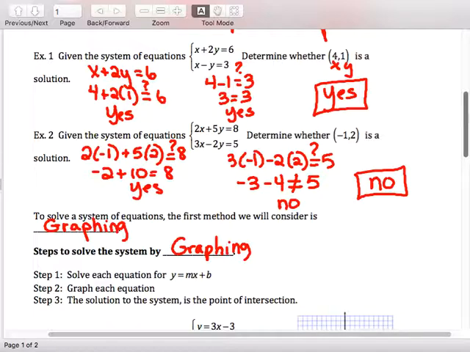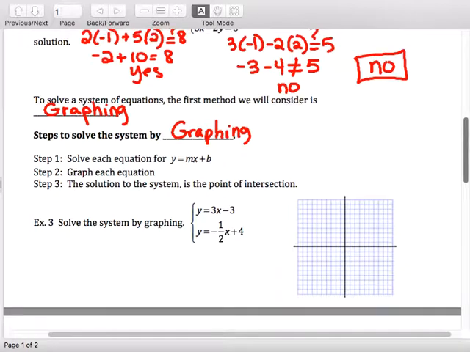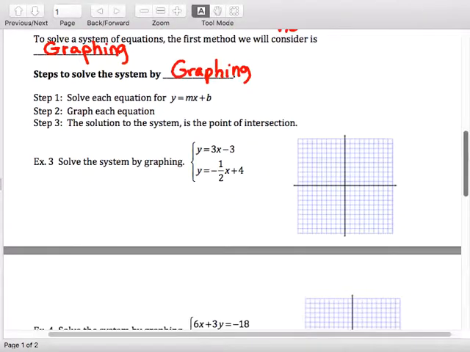So step 1. Solve each equation for y equals mx plus b. Graph each equation. The solution to the system is a point of intersection. So let me pause and I want you to graph each one on the same coordinate grid and see if you can estimate the solution. The solution is where they intersect, and where they intersect is a point. Okay, so y equals 3x minus 3. You know how to graph that. We just reviewed it in our warm-up today.